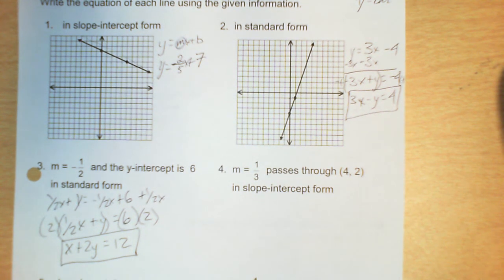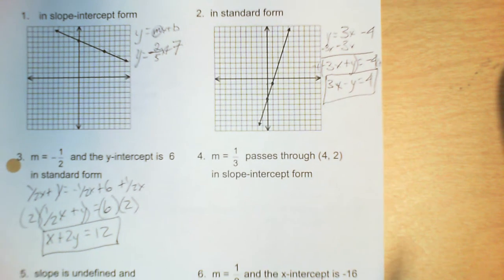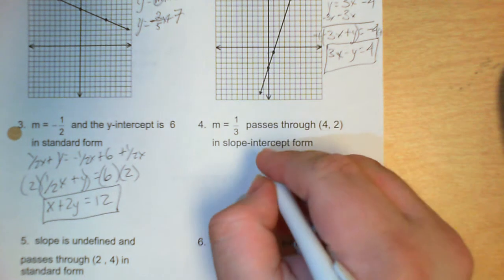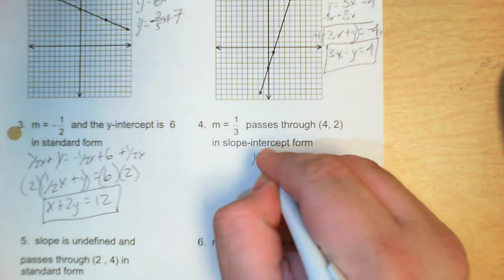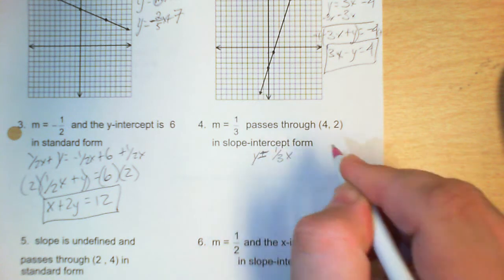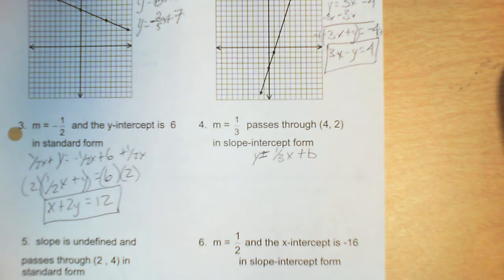Now we get a little bit more tricky, and they say, hey, I've got my slope and I've got a point that goes through the line. Tell me what the equation of the line is in slope-intercept form. So I'm going to write out what I know. I know I have a y. I know I have a third x because I have my slope, but I don't know what my y-intercept is. Oh me, oh my, what am I to do?